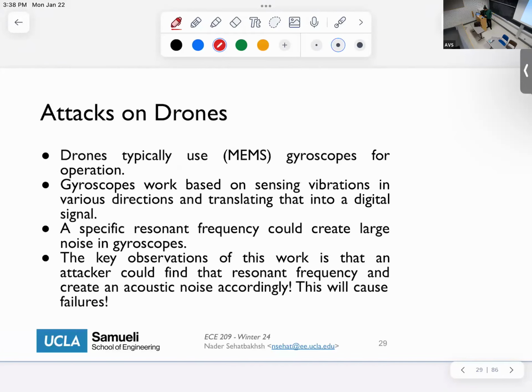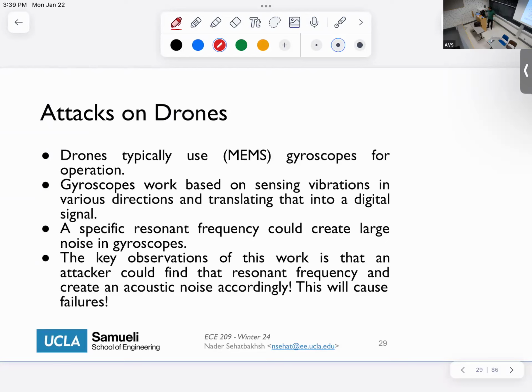Okay, so how does it work? Drones typically use MEMS sensors, microelectromechanical gyroscopes, in order to balance, right? So to know where they are. They usually have multiple of these gyroscopes to find the altitude and the direction and so forth.